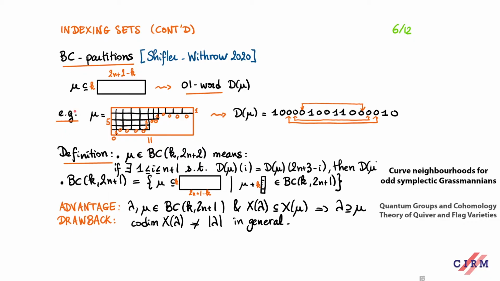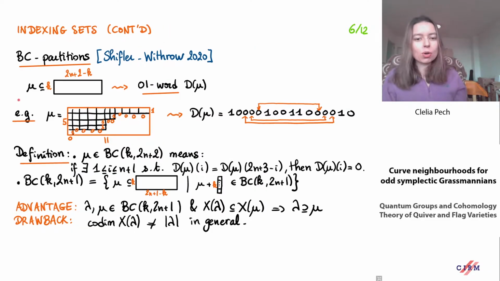So first of all, I'm going to define them in the case of the symplectic Grassmannian. So as in the BKT case, I look at a partition mu, which has k parts, and the first part is at most 2n plus 2 minus k. So the Young diagram of that partition is contained in that rectangle. And I'd like to tell you how I can associate to this a 0-1 word, a sequence of zeros and ones.